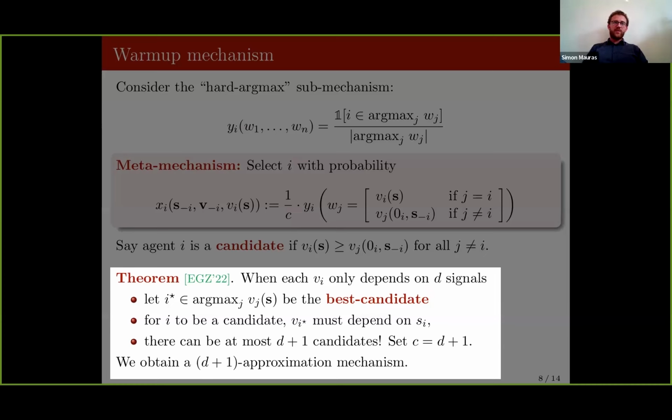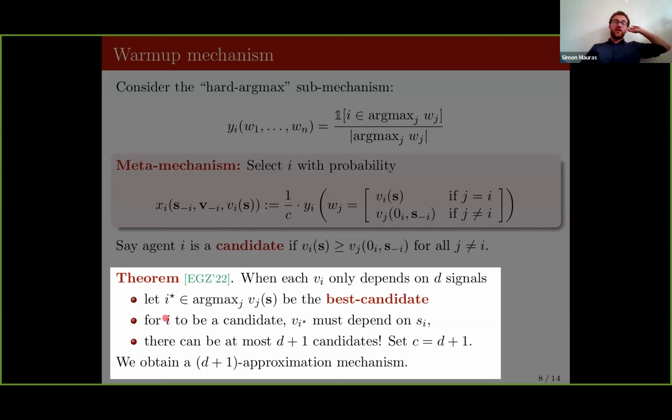Assume now that every person's value only depends on d signals. So this is good. Why? Okay, first, I'm going to call i star the highest value, considering all of the signals. Obviously this person is going to be a candidate, because if they're the best with all the signals, they're also the best compared to other people's low estimates. So i star is a candidate. They will have a positive probability.